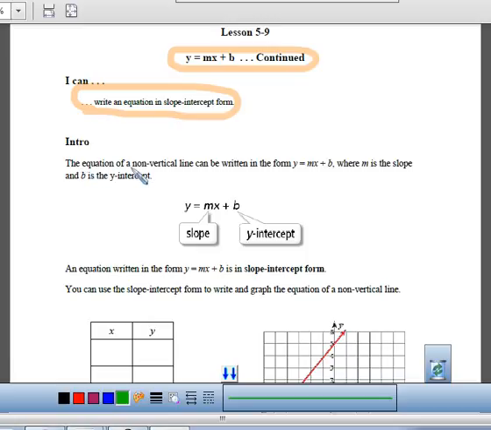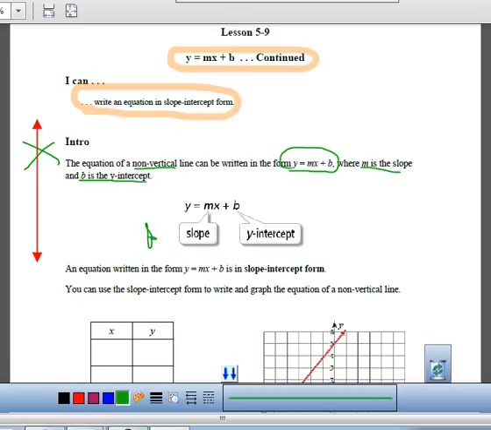The equation of a non-vertical line, so a vertical line, remember, is a line that goes straight up and down. We're not talking about that kind of line, so I'm going to put an X through that. It can be written in the form of y equals mx plus b, where m is the slope and b is the y-intercept. Remember what we learned before about slope and y-intercept.